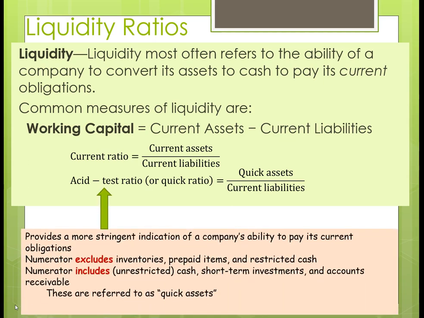So, the acid test. It provides a more stringent indication of a company's ability to pay its current obligations. The numerator excludes, we back out inventories, prepaids, and restricted cash. The numerator would include unrestricted cash, short-term investments, and accounts receivable. These are referred to as quick assets.